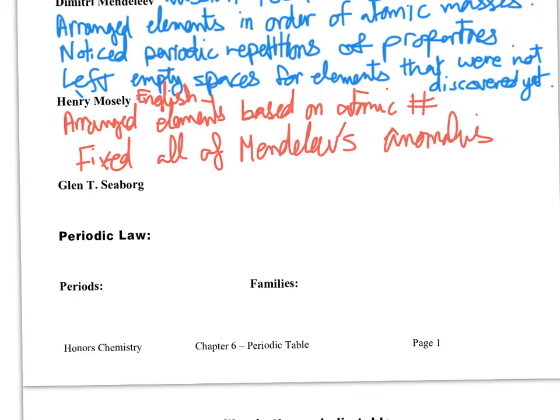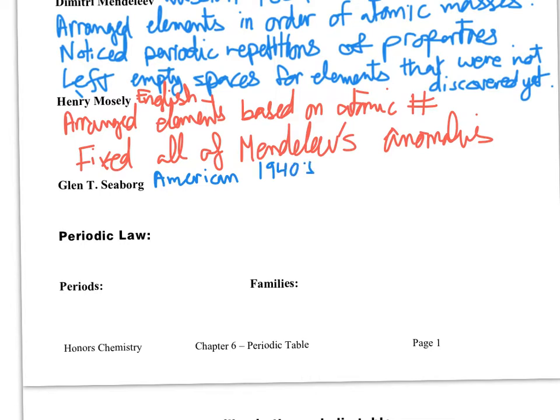All right, the last person we're going to talk about is Glenn Seaborg. And Glenn Seaborg was American, and his work was in the 1940s. I believe he won the Nobel Prize in 1951. So we'll just say 1940s here.